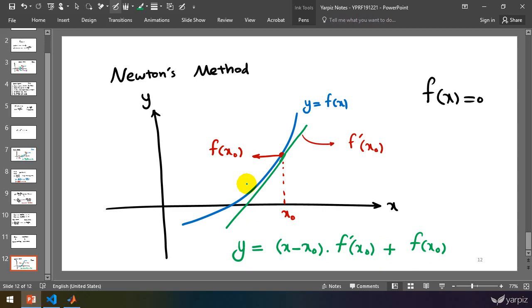To find the next suggestion, we must find the point where this tangent line crosses 0, and that's our next suggestion, for example x1, and then we continue this procedure again and again, and potentially we will converge to a root. There are no guarantees of convergence in Newton's method, but if it is convergent, then it will be very fast.